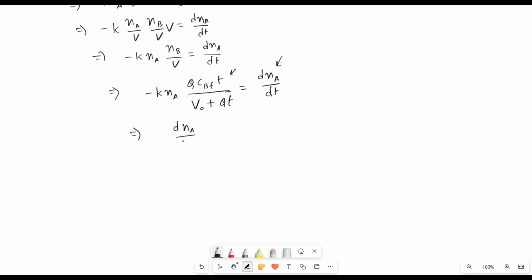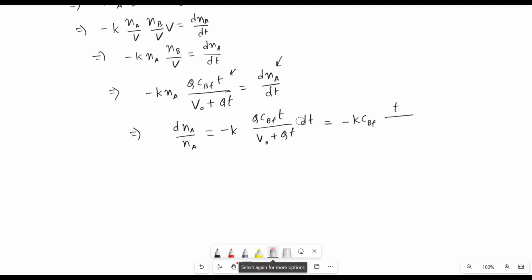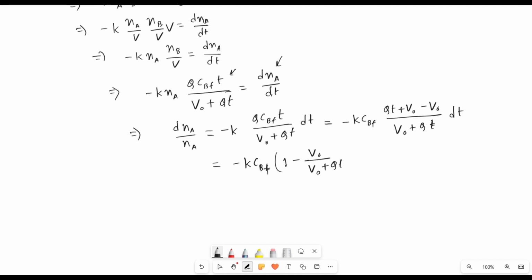dNA by NA is equal to minus k Q CBF t divided by V naught plus Q t into dt. I can easily write this in terms of partial fractions. I can arrange the partial fraction as QT plus V naught minus V naught, divided by V naught plus QT, dt. So this will be equal to minus k CBF, which is 1 minus V naught by V naught plus Q into T, dt.